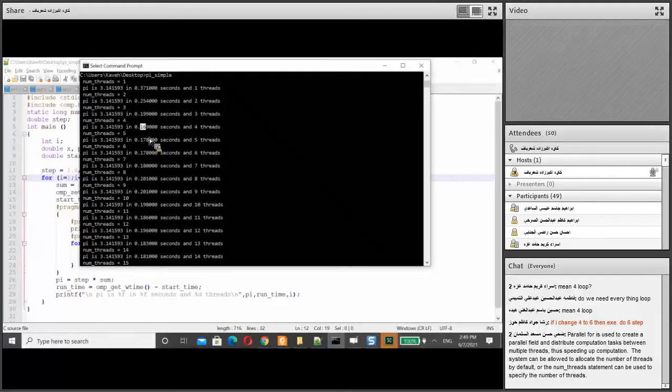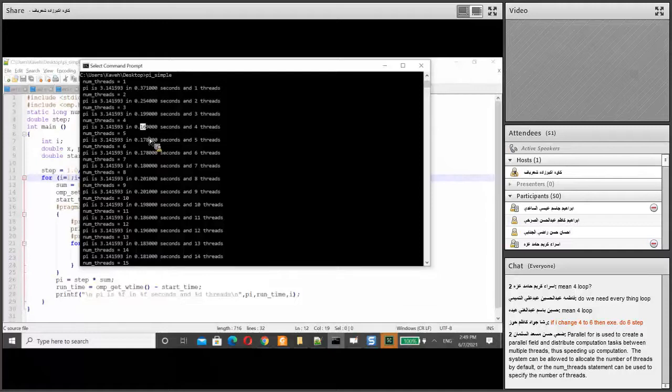This shows me that increasing the number of threads does not necessarily mean decreasing the execution time.